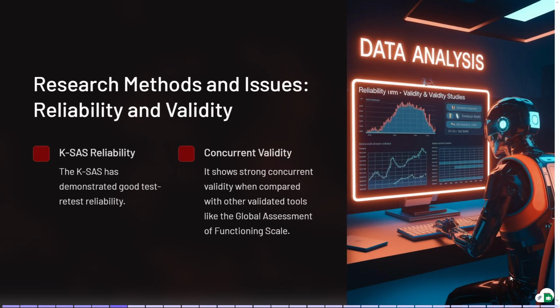Okay, research method and issues. Talking about the measurement, KSCS reliability. The KSCS has demonstrated good test-retest reliability. That is, when used over and over again, it produces similar results. If you give it to someone with kleptomania, it produces a particular result. If you give it to the person again and again, the result it produces is similar.